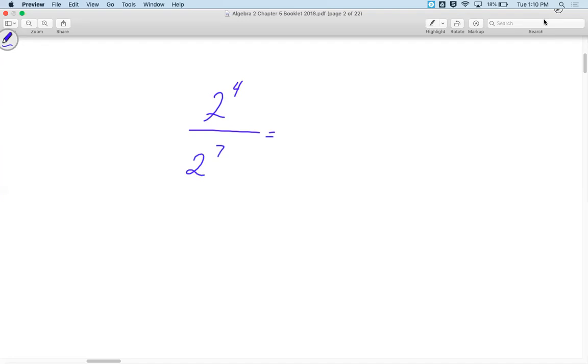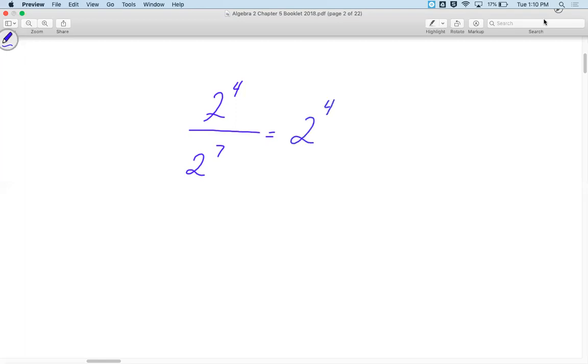What do we do here, Zach? With 2 to the 4th over 2 to the 7th, what do I do with those two numbers? What do I do with the exponents? Multiply by the exponents, then divide. Yeah, what do I do? The 4 and the 7, what do I do with those two? Do I add, subtract, multiply, or divide? Multiply. Not multiply, divide. Not divide, subtract. So we subtract these two, right?